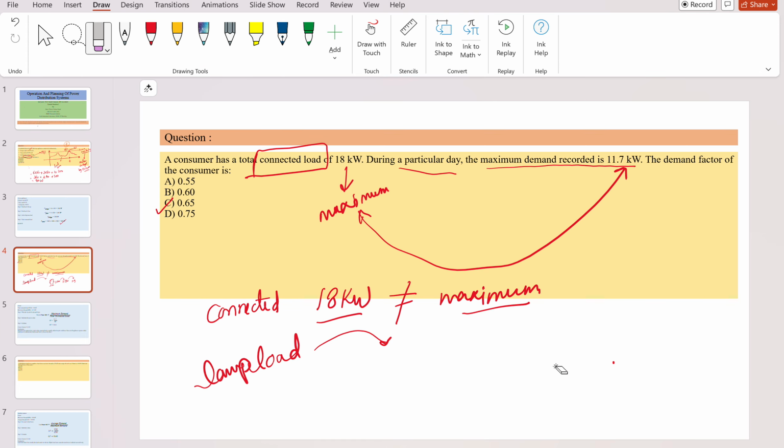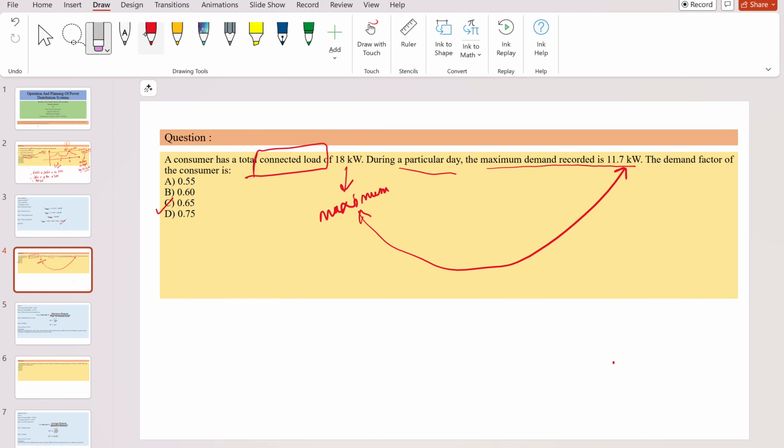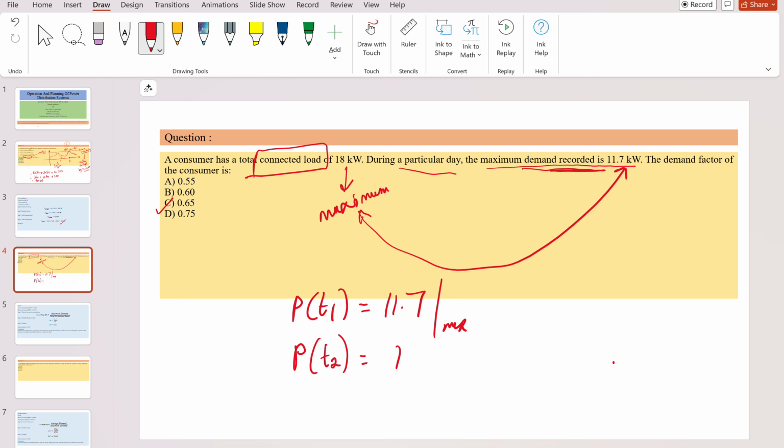So the concept is that the connected load is not actually equal to the maximum recorded load of a particular time frame. It can be equal, but it is not always equal. Here it is given that the maximum recorded demand, at some time frame T1, was 11.7, which is the maximum, and the connected load at some other time T2 was 18.